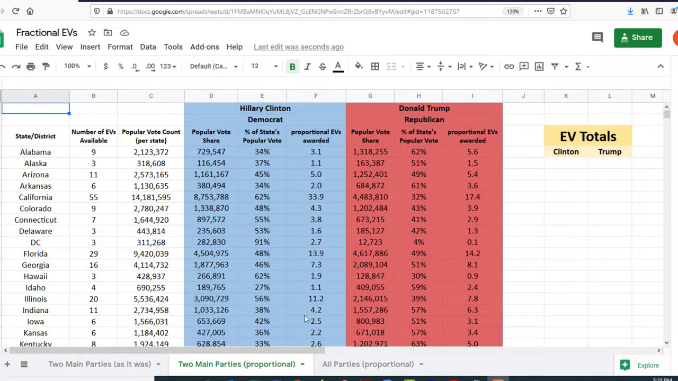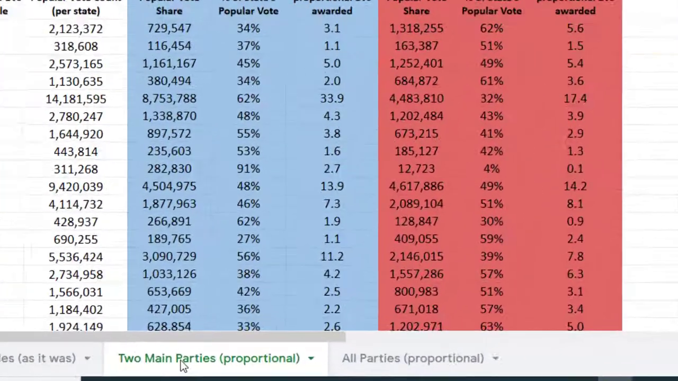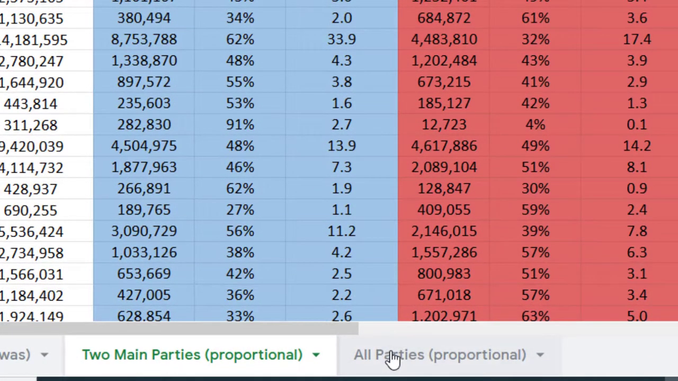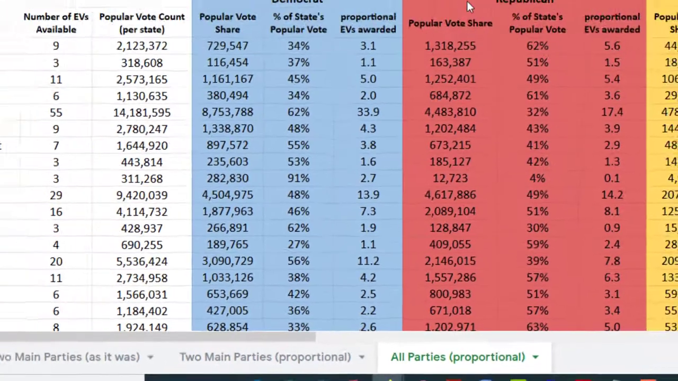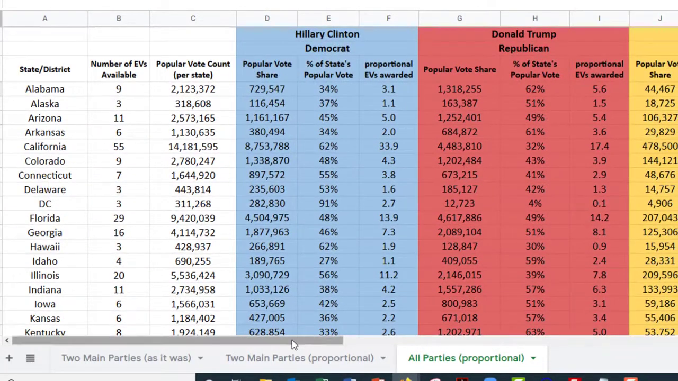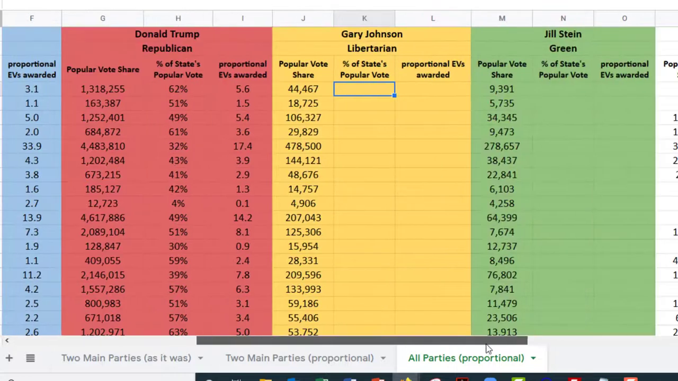Okay, my friends, so let's click on over to the All Parties Proportional tab. The last one we were in was the two main parties, and I think a lot of folks forget that there are actually more than just two political parties in the United States of America. In the 2016 election, there were actually these other ones.